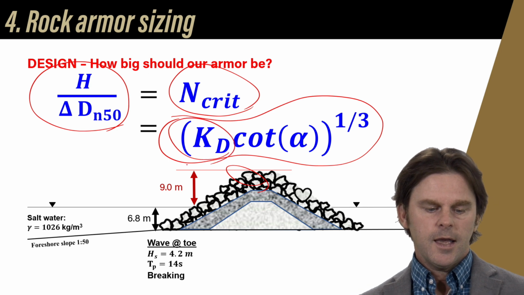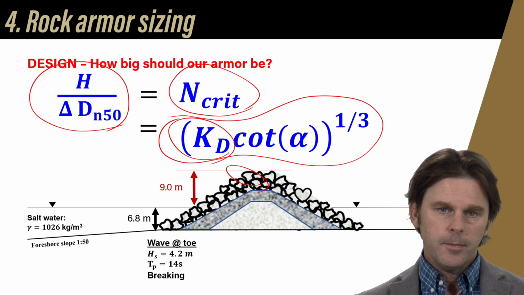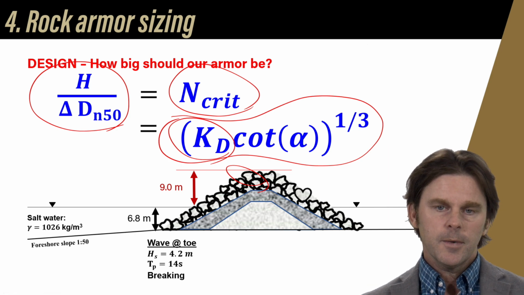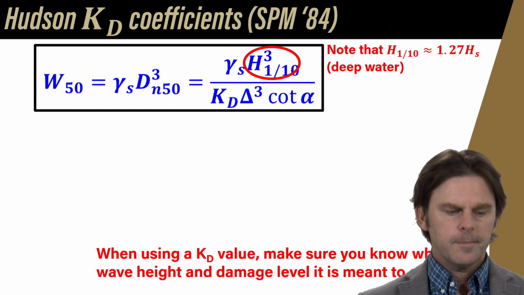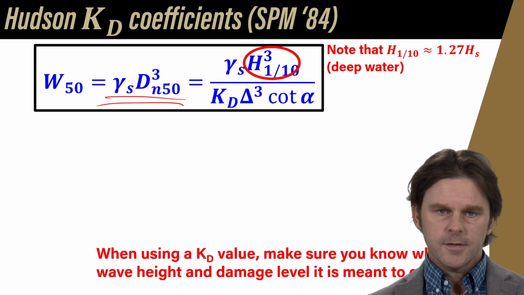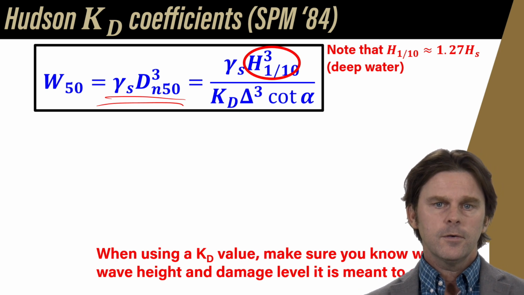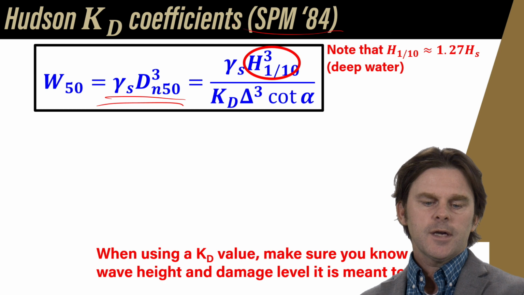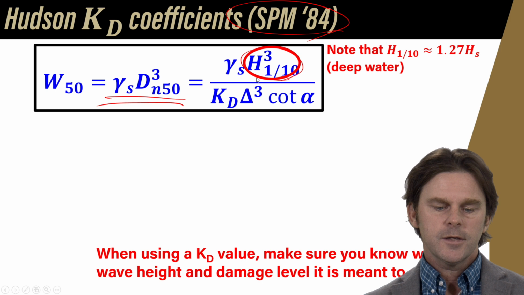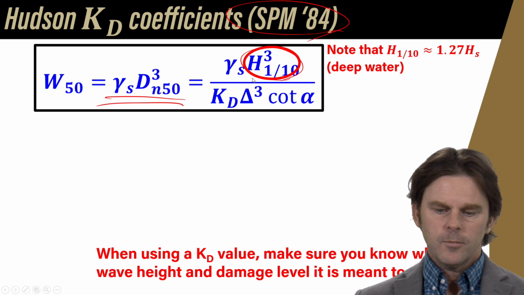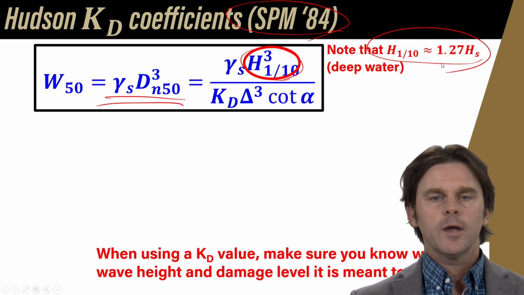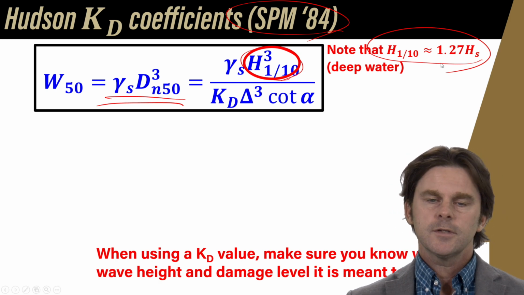There's a lot that goes into the KD value that really places a premium on choosing a good value for KD, okay? And so if we go to Hudson's experiments, we can look up a value that's reasonable for that. This is the formula that you get if you multiply by the specific weight of the stone to get the weight of one stone. If we're following the Shore Protection Manual from '84, we actually need the 1/10 wave height. That leads to a pretty conservative estimate in terms of the armor sizing, but we typically do that in this class.